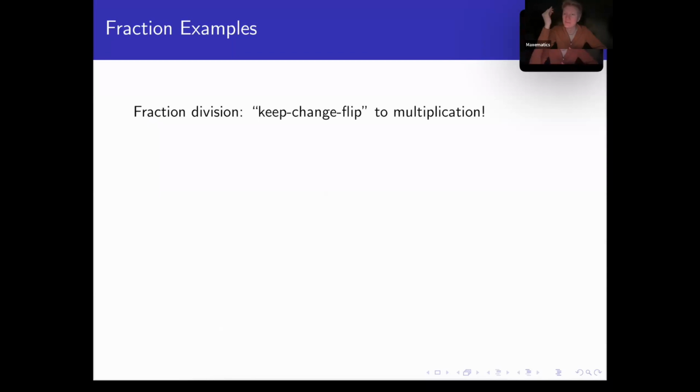We only do fraction multiplication. Well, for fraction multiplication, what we need to do is this keep, change, flip idea. So let's say we have 7 fourths divided by 1 third. Keep, change, flip says keep the first fraction, change the sign to multiplication, and flip the second one. Keep, change, flip, and now it's just multiplication.